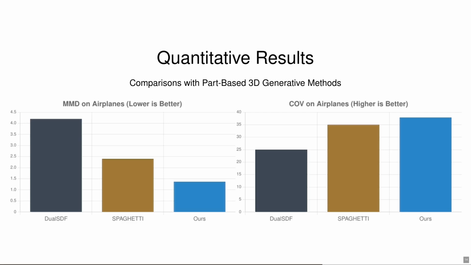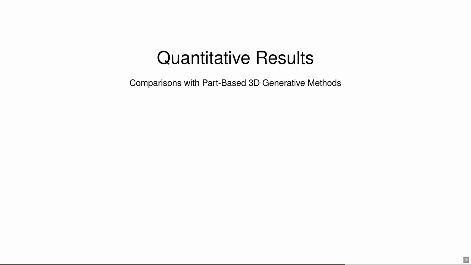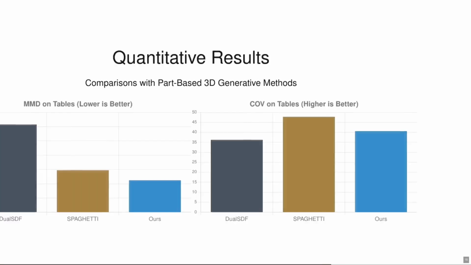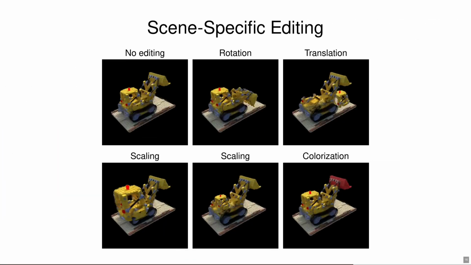We also compare with part-based 3D generative methods that require explicit 3D supervision during training. We showcase better performance on the airplane category and on par performance on the table category, while not requiring 3D supervision during training. For more quantitative and qualitative comparisons, please refer to the main paper and the supplementary material. Let's now look at the capabilities of our method.